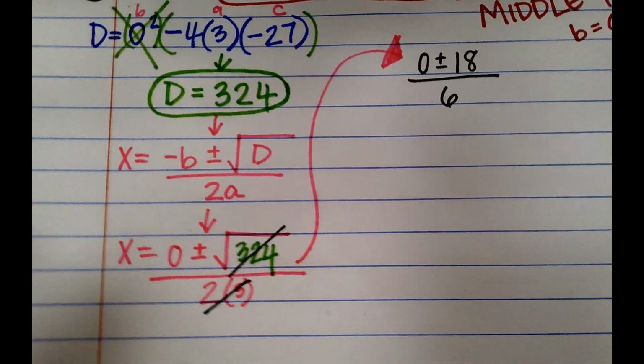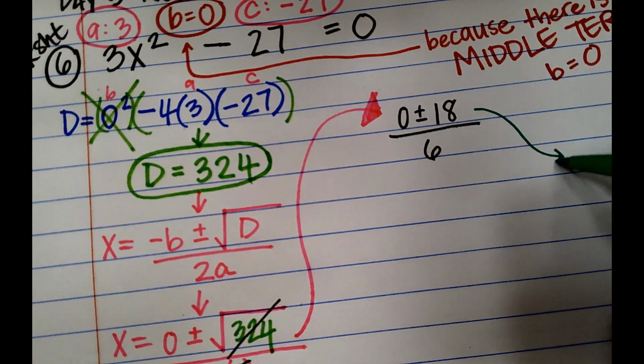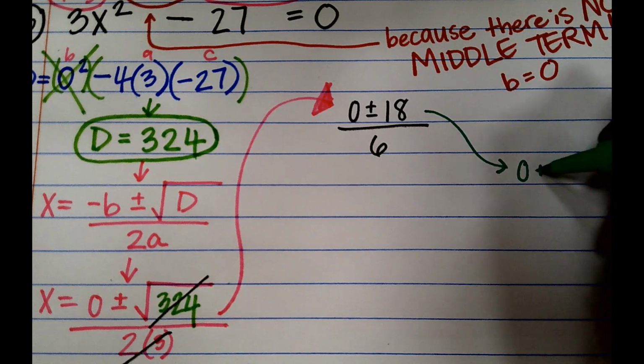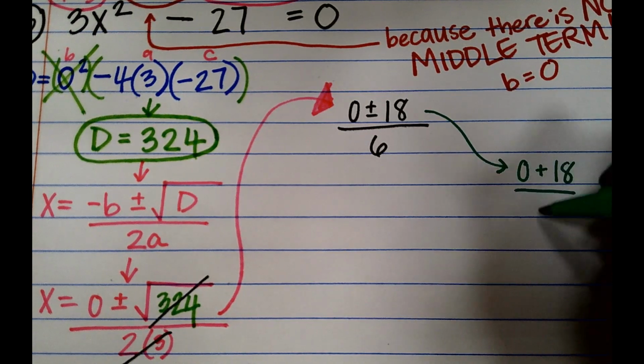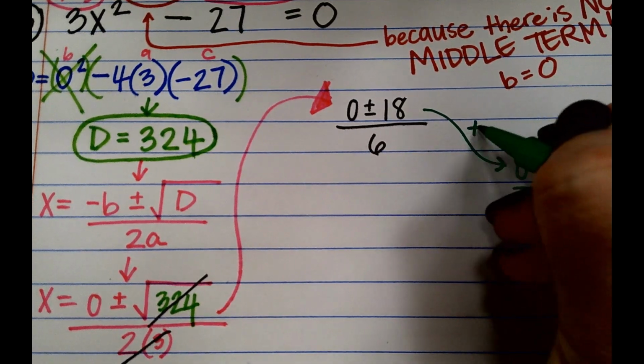Let's see, hang on. Where is my green? There it is. Okay. So I have 0 plus 18 over 6, which is just 18 over 6. You get 3. Good. So there's my plus.